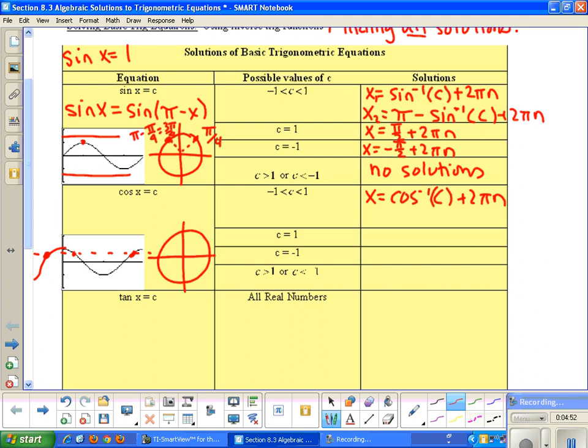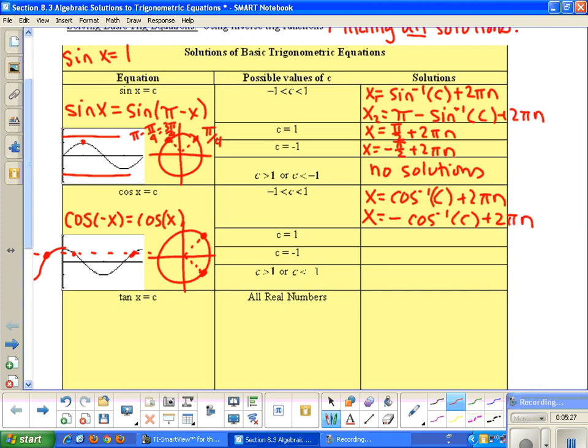on your unit circle, where do I have positive values for x? It would be on the right side of my unit circle. So this value and this value are going to be the same. And notice that I can just use the negative answer for that, and that's because of the negative angle identity. So the cosine of negative x is equal to the cosine of that angle. So by that property, x would be equal to the negative cosine inverse of c plus 2 pi n.